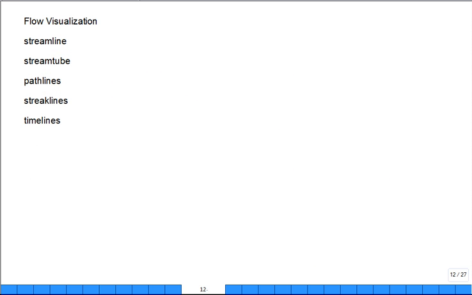Now we go to visualization. We have streamlines, we have stream tubes, we have path lines, we have streak lines, we have timelines, we have too many lines, right? But each of these has particular meaning in it, okay? So streamline, stream tube, path line. These are different if it's a transient flow field. It's changing with time.